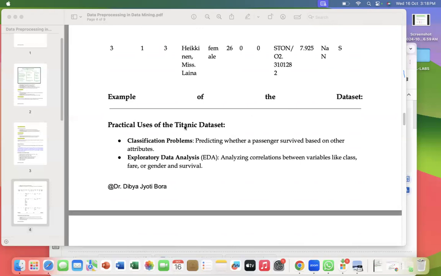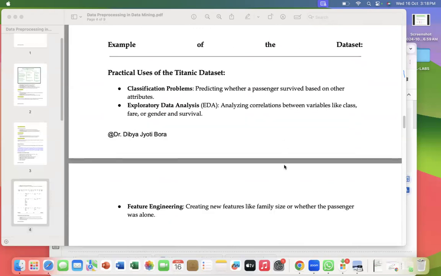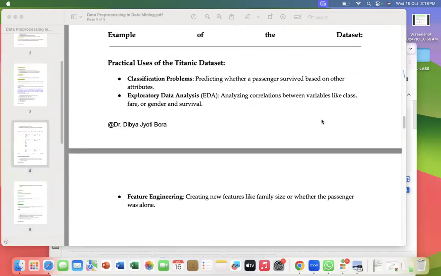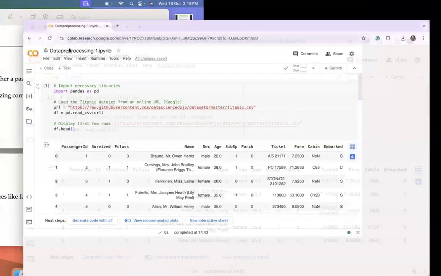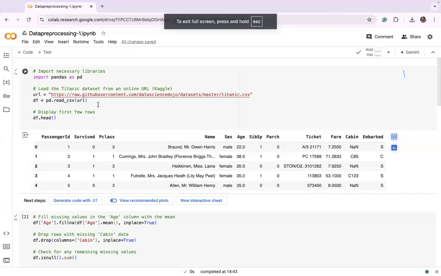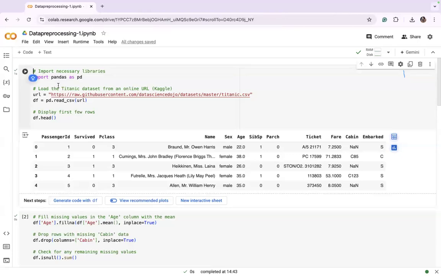Now we are going to practically use this Titanic dataset for today's practical, where we will go through the different techniques that I have just discussed for pre-processing purposes. Now you can see my screen, the practical screen, right? I'm opening this in Google Colab. Can you see this? Yes, sir.